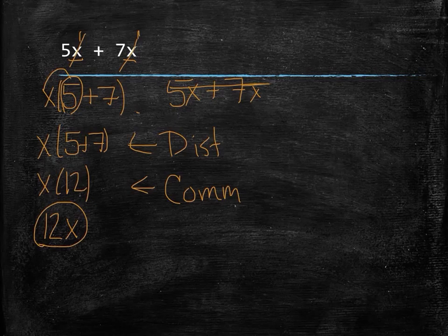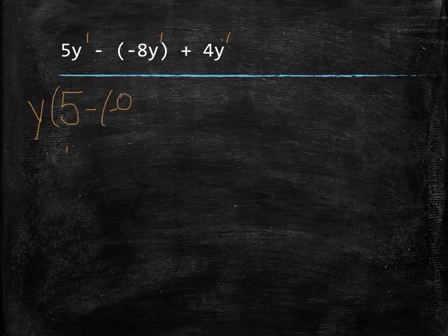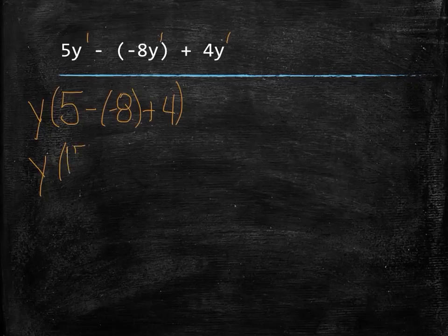Alright, let's do another one. Here you can see that 5y, negative 8y, and 4y all have the same variable, and it's raised to the same power. Again, it's raised to 1. So we can use the distributive property, bring y out in front. That leaves us with 5 minus negative 8 plus 4. We can then combine all of these. That's y times 5 minus negative 8. Two negatives make a positive. That's 13. That makes 17.